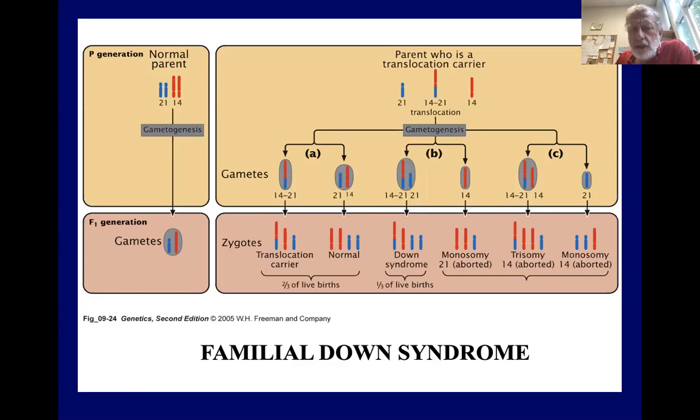So basically, they have a very low chance, but it is possible for them to have normal kids. And this shows along the bottom where it says zygotes what happens when a normal gamete fertilizes these different gametes. So 2/3 of live births will either be translocation carrier or normal. 1/3 will have Down syndrome. And then the others will have either monosomy or trisomy for chromosomes 21 and 14. And those fetuses are miscarried or aborted before they are born.